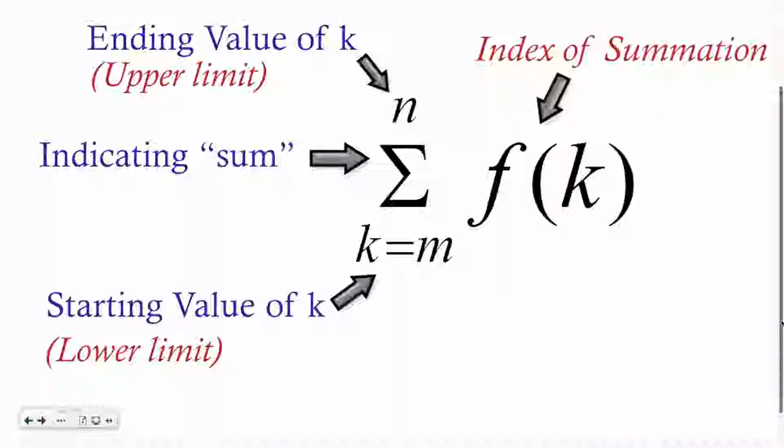So this is where we begin. This is where we stop. Those numbers get plugged into here. And then everything gets added together. Okay? Now, we are going to count by integers. So if this is 1 and this is 5, we plug in 1, we plug in 2, we plug in 3, we plug in 4, we plug in 5, and then those 5 values get added together. Okay?